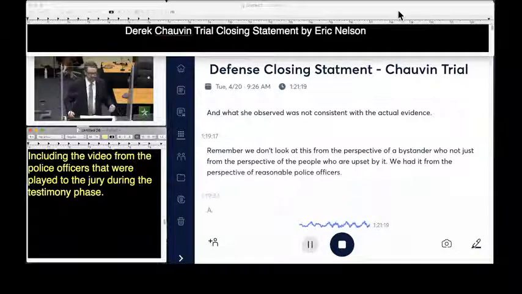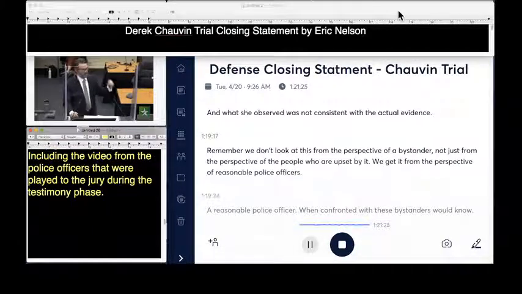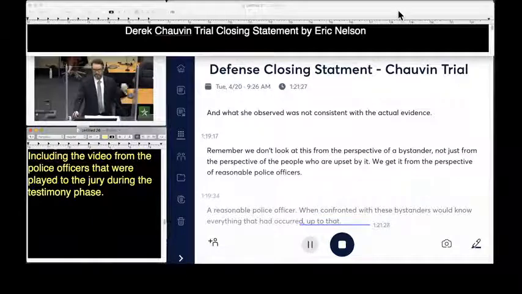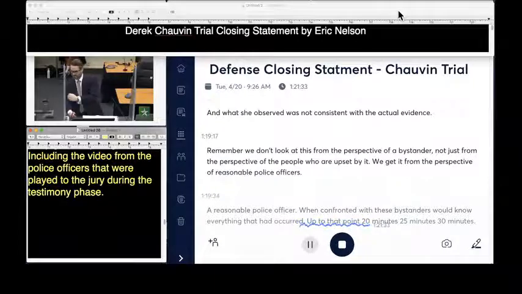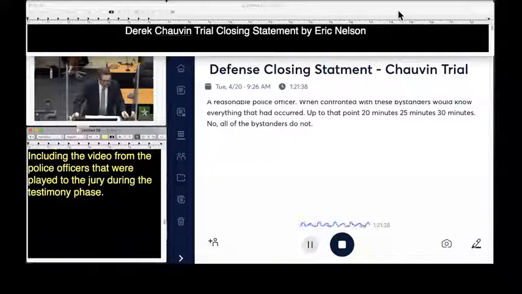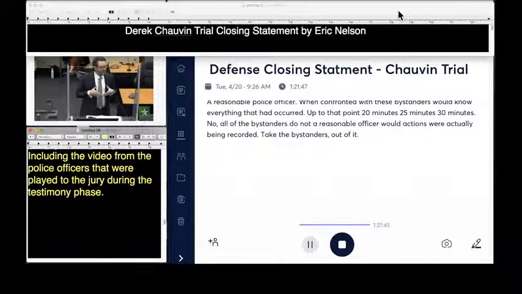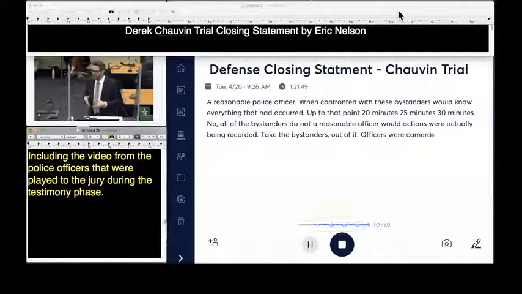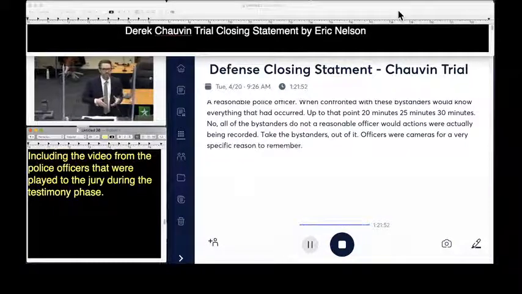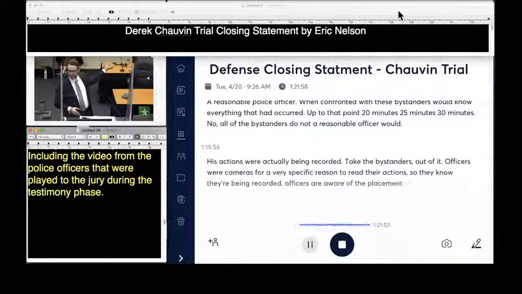A reasonable police officer, when confronted with these bystanders, would know everything that had occurred up to that point. 20 minutes, 25 minutes, 30 minutes. They know all of that information. The bystanders do not. A reasonable police officer would understand that his actions were actually being recorded. Take the bystanders out of it. Officers wear cameras for a very specific reason, to record their actions, so they know they're being recorded. Officers are aware of the placement of city cameras.